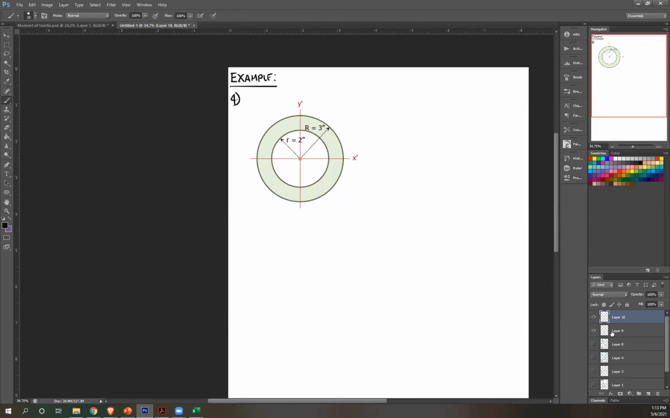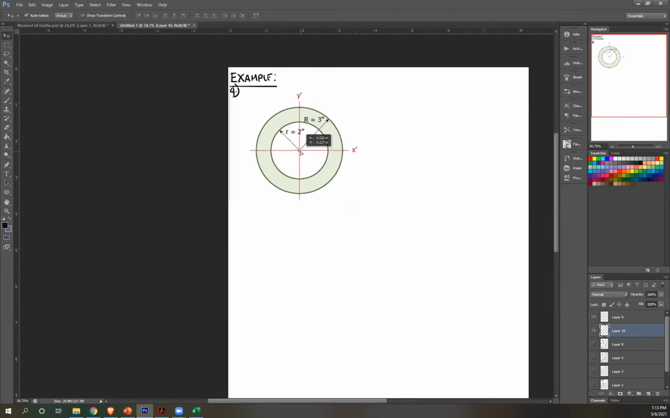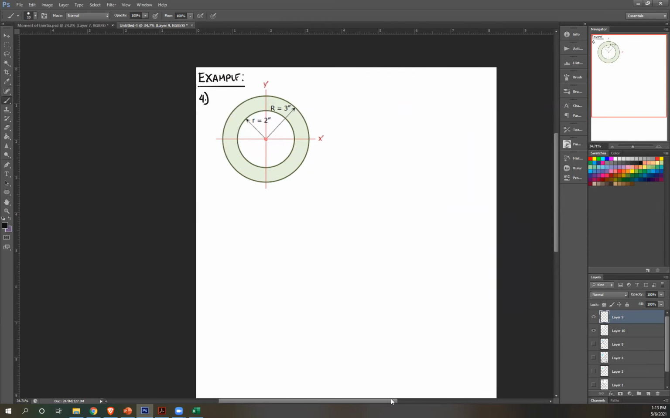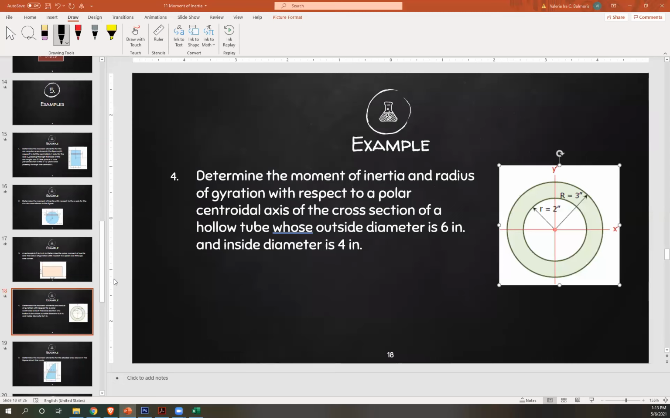Right. So how to solve for number 4? What we have here is a circle, and then this is an empty space. So essentially we have a ring. To solve for that, it's the same concept as your centroid. We're just subtracting the empty spaces. Okay? What are you looking for?